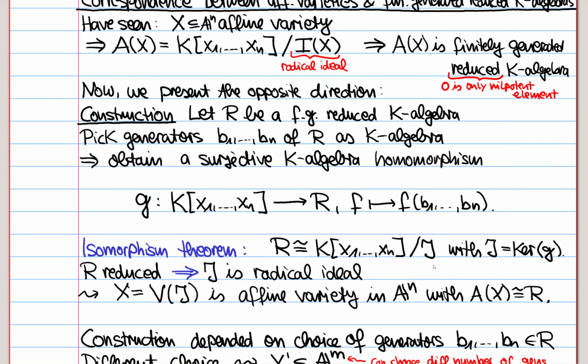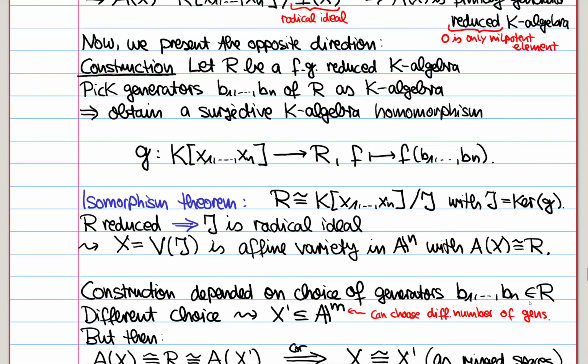Okay, so we have gotten ourselves a polynomial ring and a radical ideal J. And so we are looking for a variety. Well, let's take X to be the vanishing locus of this radical ideal. And this is indeed an affine variety in A^N, and because J is radical, J is also the ideal of X by the Nullstellensatz. So indeed, A(X) is isomorphic to this quotient, so to R. So we have gotten ourselves an affine variety with this given coordinate ring.